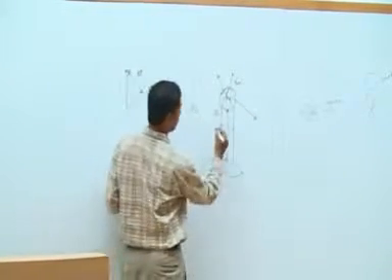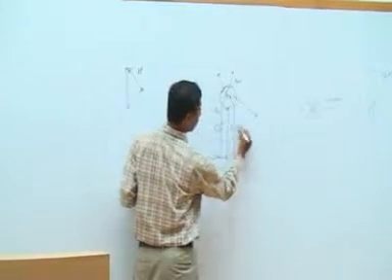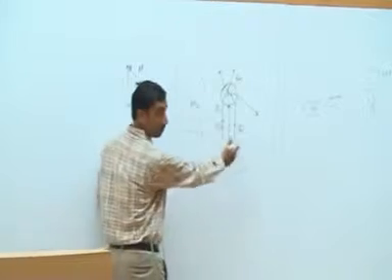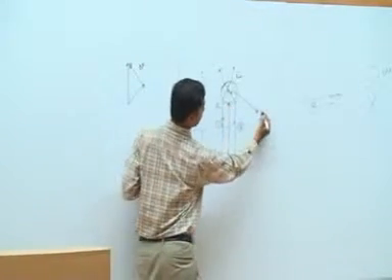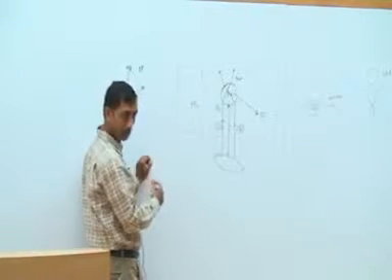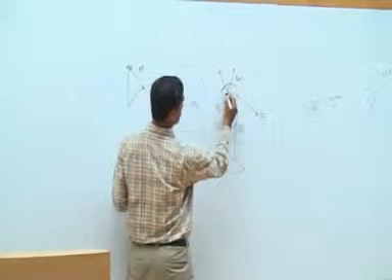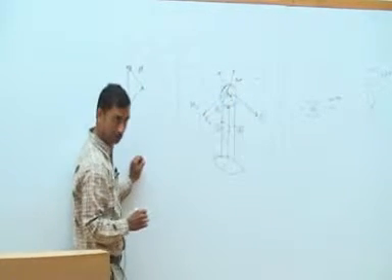Okay? And let me call this beam 1, and let me call this beam 2. And there are beams in between as well. So this is because of, let me call this F1. F1 is because of beam 1. Just like that, there is F2 because of beam 2.